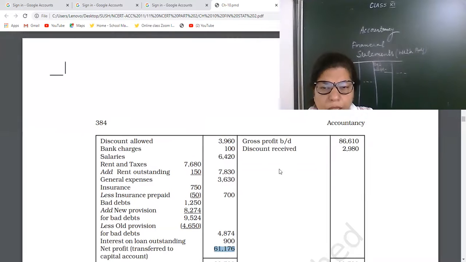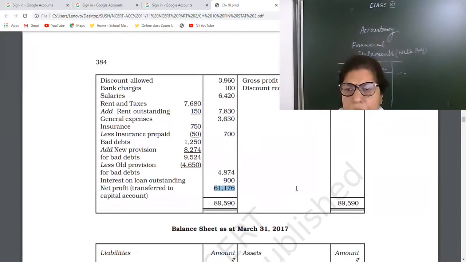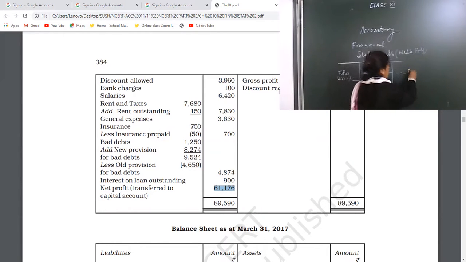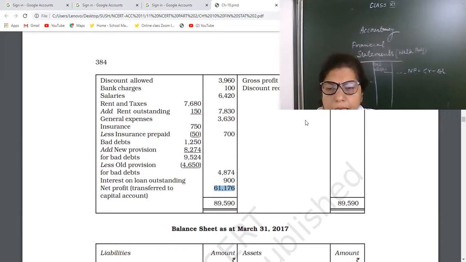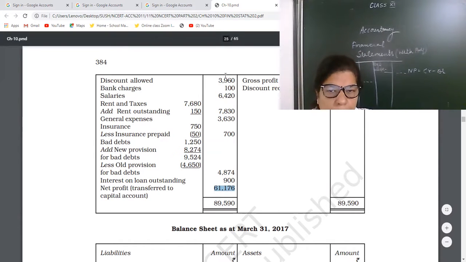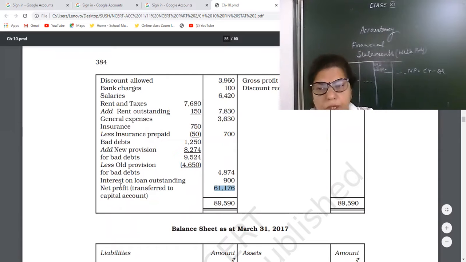See, simple. Add these two, add the credit side. Just now I told you how to calculate net profit. Net profit is equal to total of credit side minus total of debit side. Total of credit side is 89590 and total of debit side is all these items. So the remaining amount will be known as net profit and it is to be transferred to capital account.